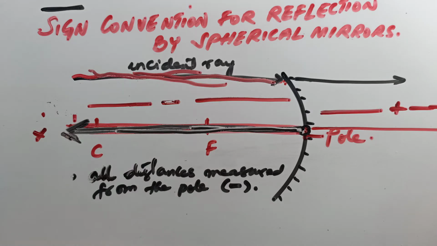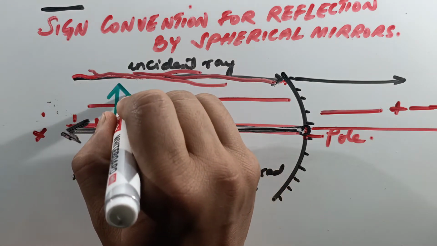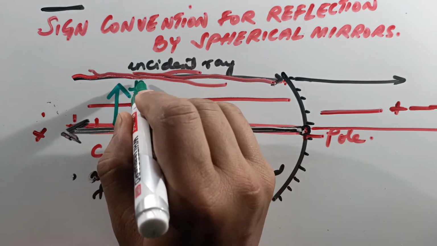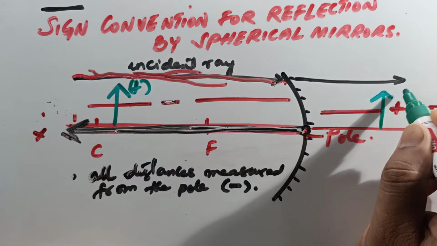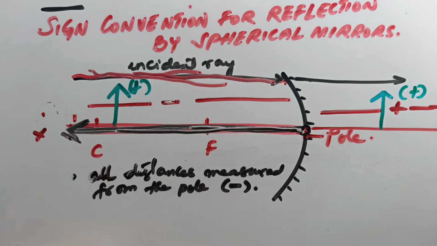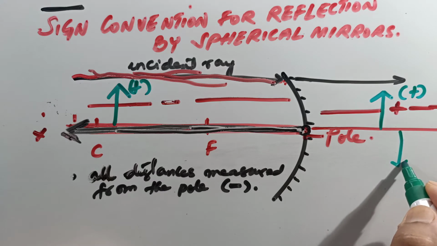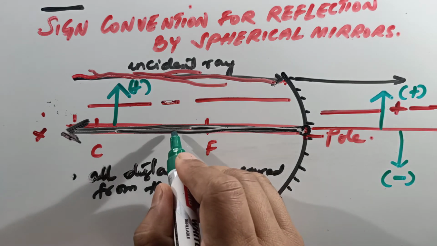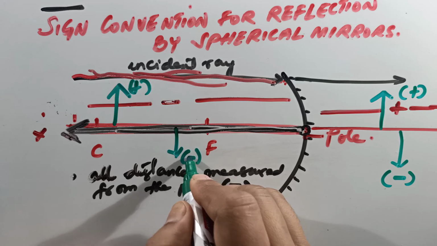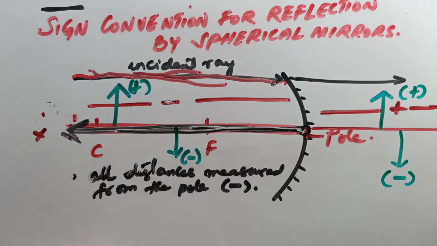Next, distances measured perpendicular to and above the principal axis along the y-axis are taken as positive. If the distance is measured above the principal axis, these are all going to be positive. All distances measured above the principal axis are positive, and all distances measured below the principal axis are going to be negative. This is another point.